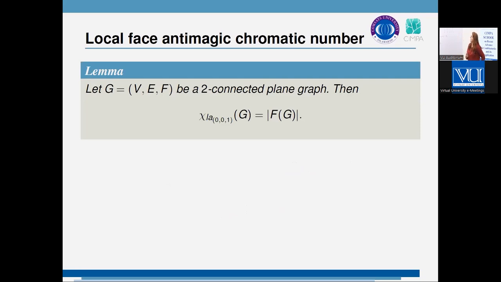So let's talk a little bit about the results that we have. Evidently, you know how to construct a labeling for type 0, 0, 1. We have to assign distinct numbers to faces, so every face has to have a distinct color. So the local antimagic chromatic number of type 0, 0, 1 is equal to the number of faces.